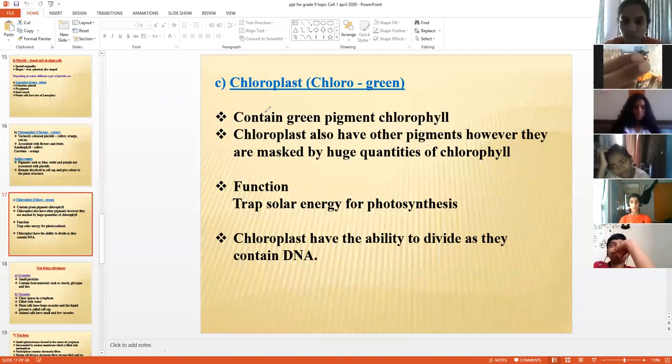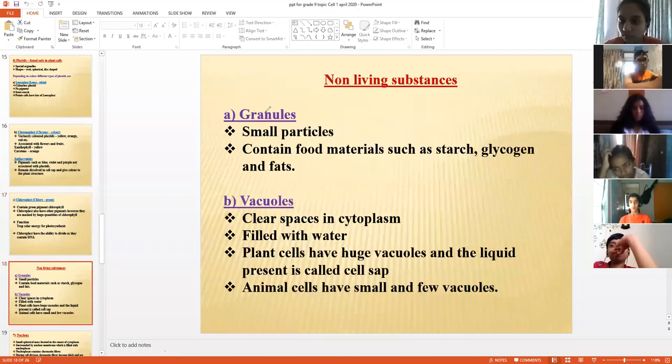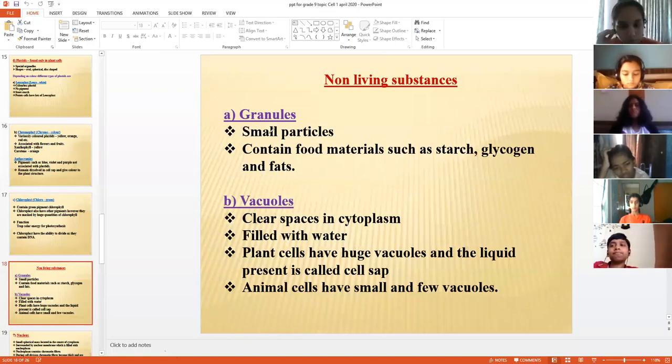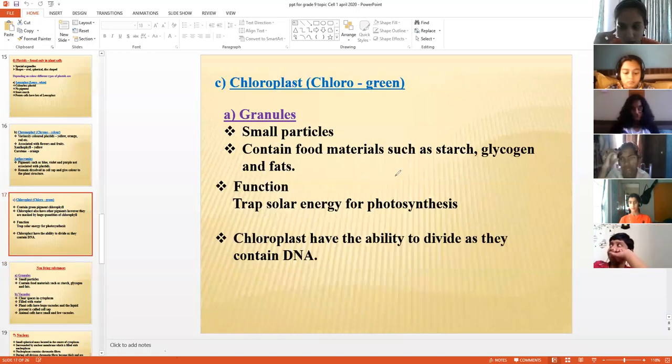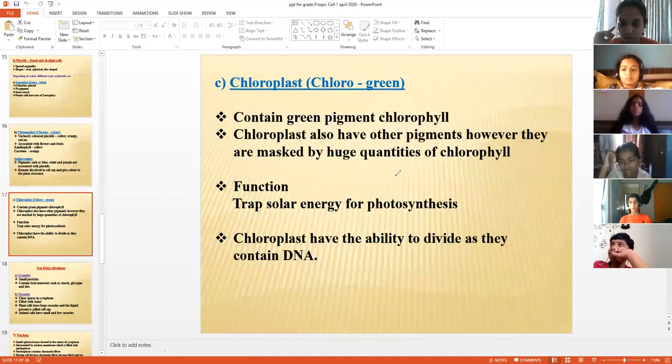Okay? Now, we come to the non-living substances, which are granules. They are small particles. Then what imparts color to the stem? Chloroplast. Because chloroplast is green in color.